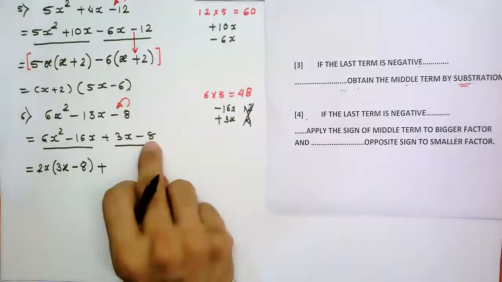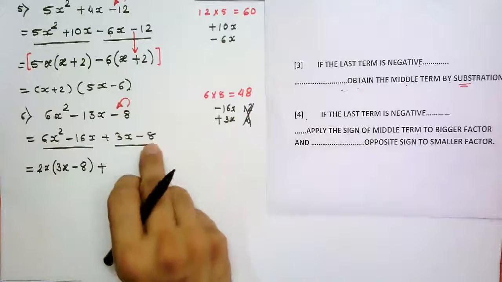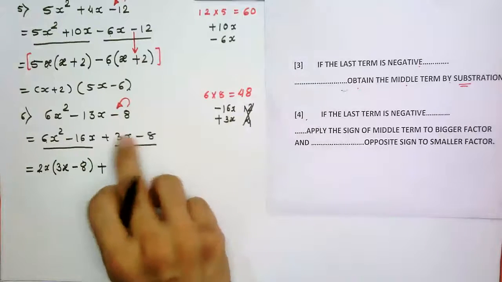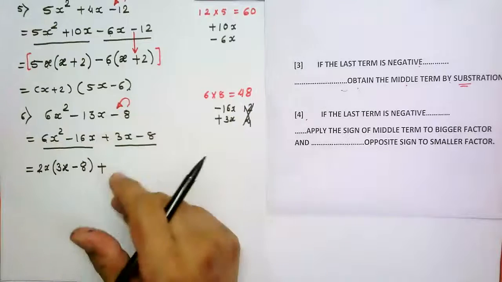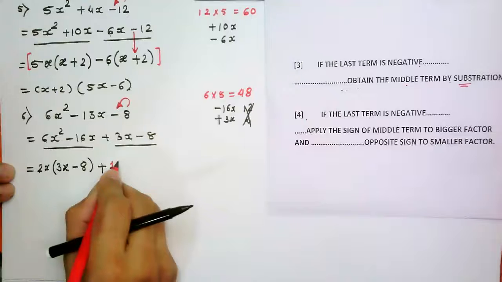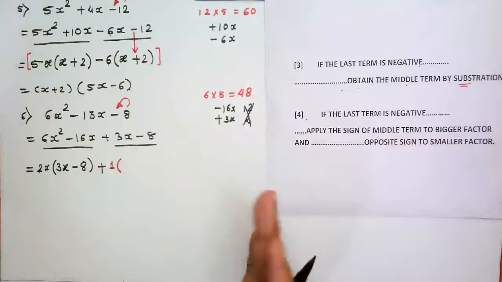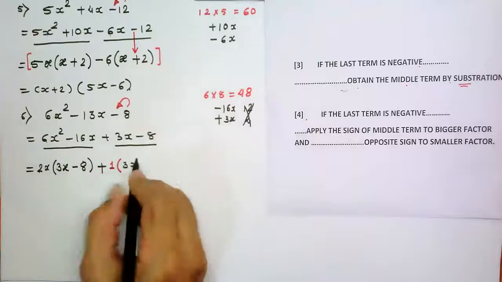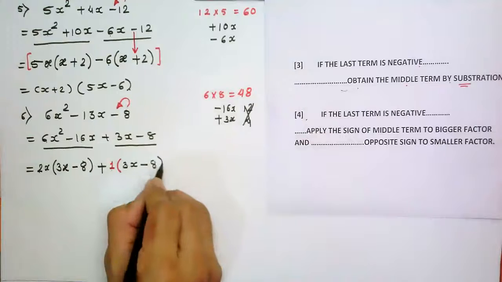So 8 doesn't come in the table of 3. 3 ones are 3, 3 twos are 6, 3 threes are 9. 8 will never fall in the table of 3. So out of these two, 3 and 8, nothing is common. If nothing is common, then you should mean that 1 is common. Because 1 3 are 3, 1 8 are 8. So 1 is a factor of both. 1 3 are 3x minus 1 8 are 8.